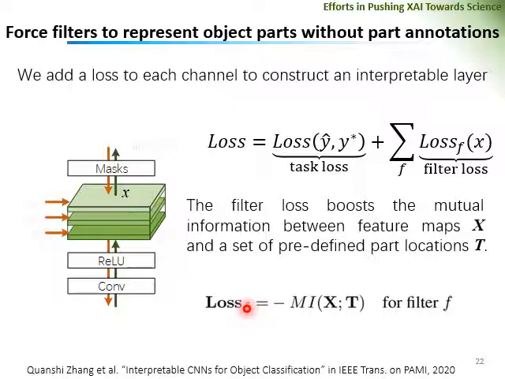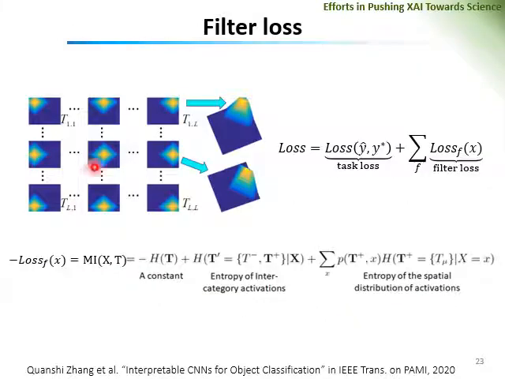The filter loss is formulated as a minor mutual information between the feature map of this channel and the predefined template. The template does not have any semantical meaning. It just indicates the different activation positions in the feature map. So this loss ensures that each feature map, each channel, should only have one activation peak, but we do not control the position of the activation.